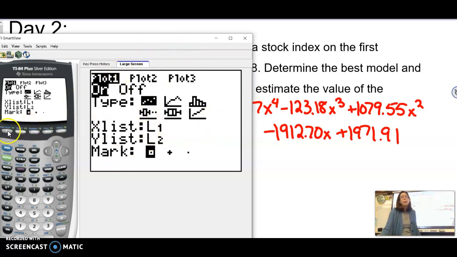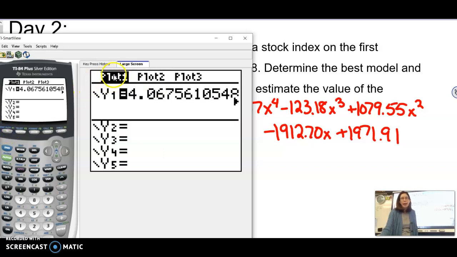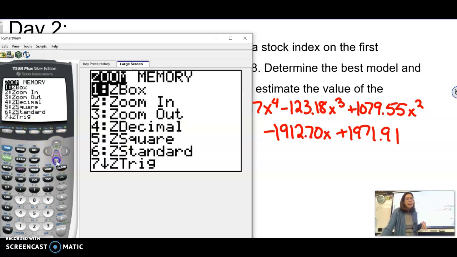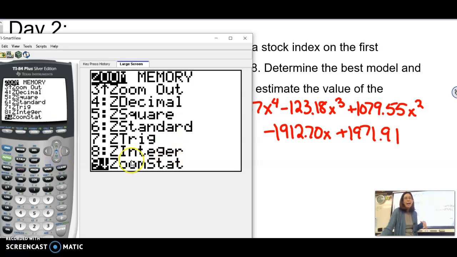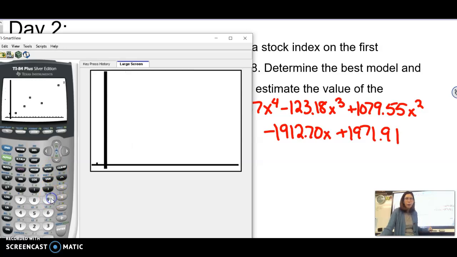Once you turn it on, when you go to your y equals, you can see that that plot is on. This plot up here means it's graphing the dots. This means it's going to graph the line through those dots. Remember, we have to zoom it to the data, so we're going to press zoom, and the one that you want is zoom stat, which is zoom 9. It'll automatically fit the data for you, which is nice.